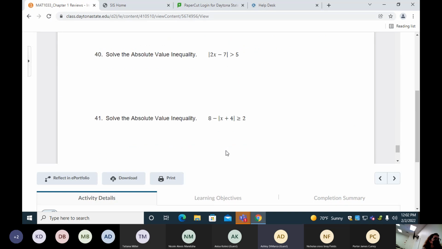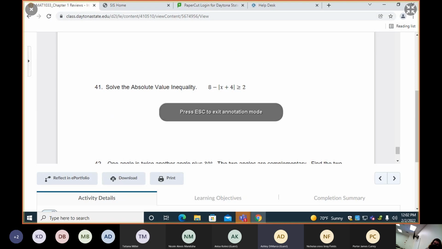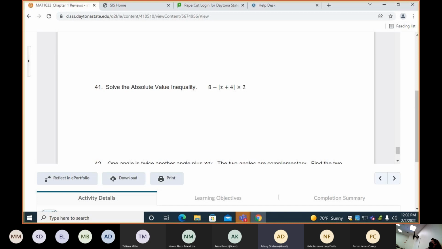Here's an absolute value. How about 41? Last one. Let's take a look at 41. What do you want me to do first? No, this absolute value. We can distribute. First, you're going to subtract the 8. Yes, Anissa, you're right. So we have negative absolute value of x plus 4 is greater or equal to negative 6. Now what do we do?